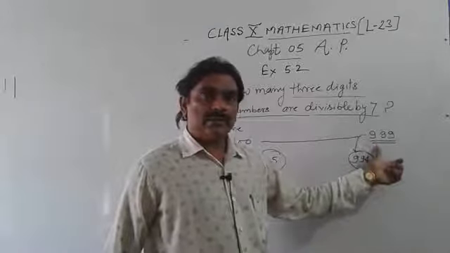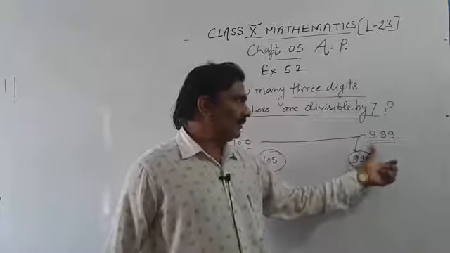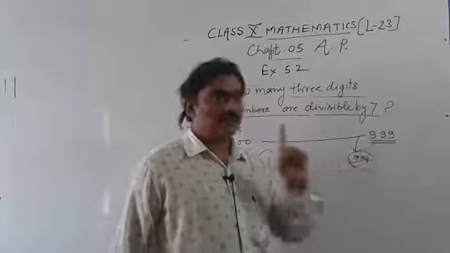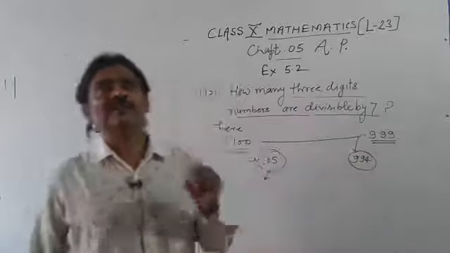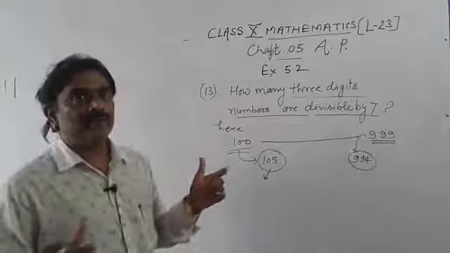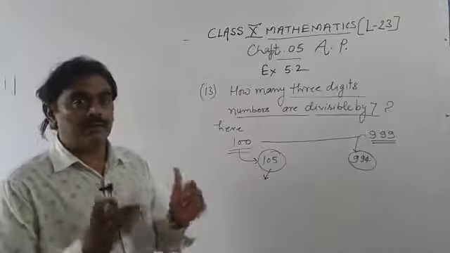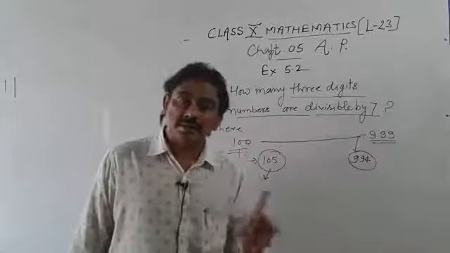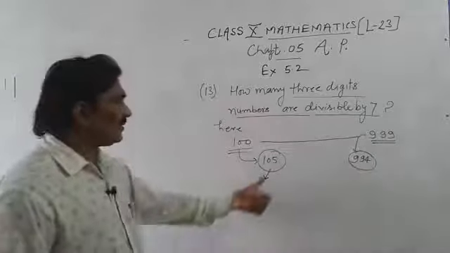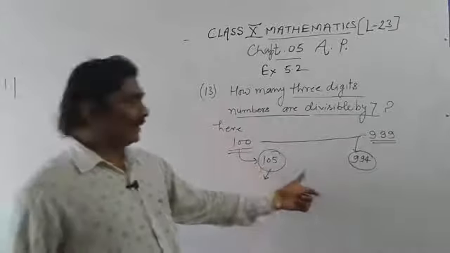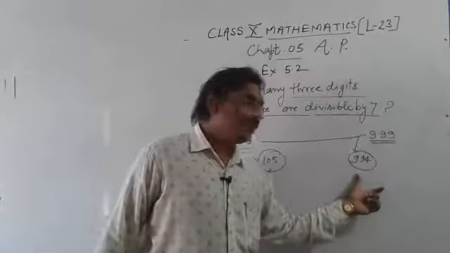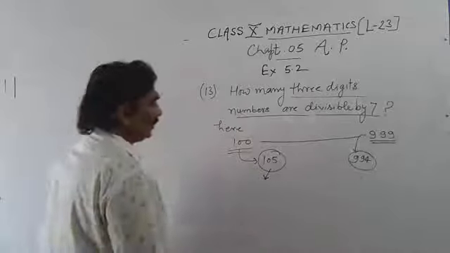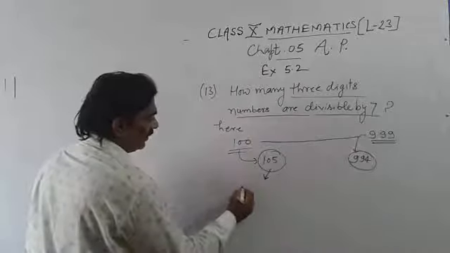999, 998, 997, 996 and 995 are 3 digit numbers but cannot be divided by 7. We need to find the number of 3 digit numbers which are divisible by 7. So the smallest 3 digit number divisible by 7 is 105 and the largest is 994.